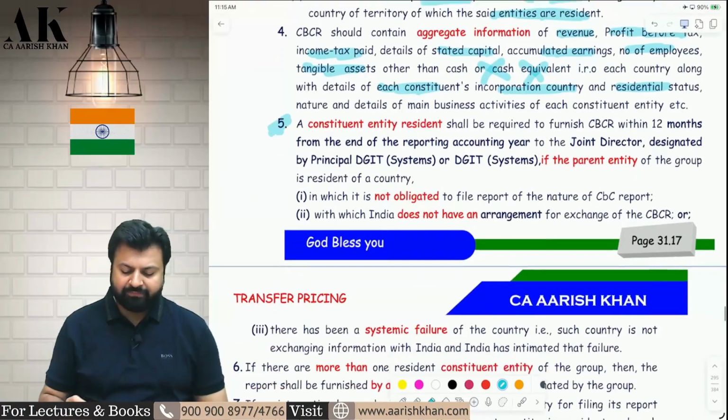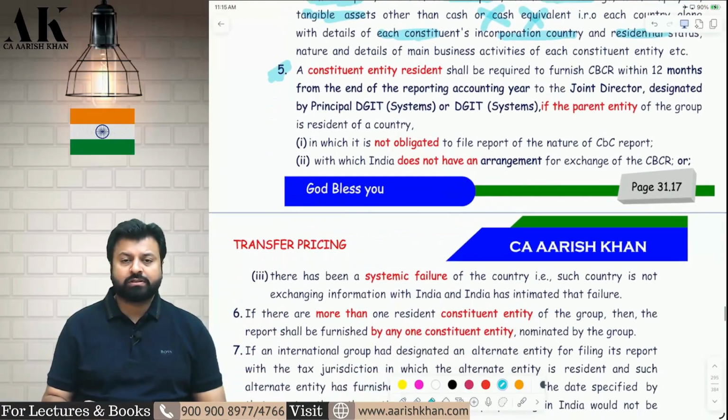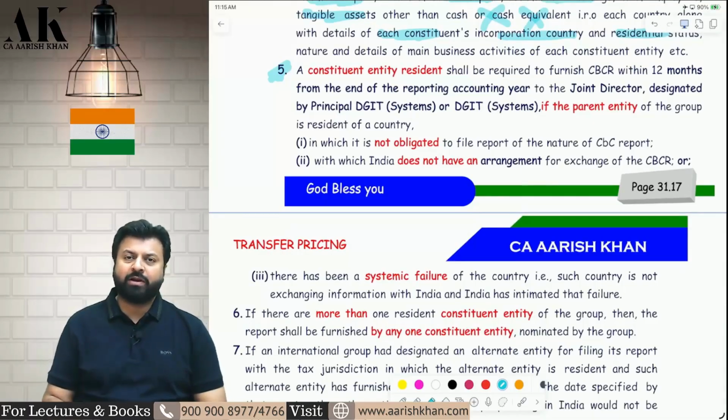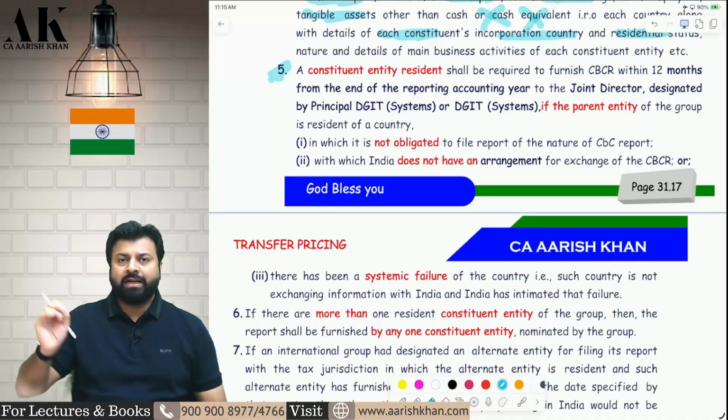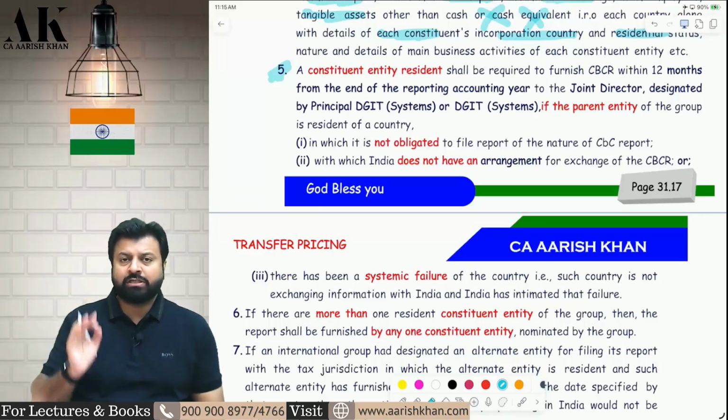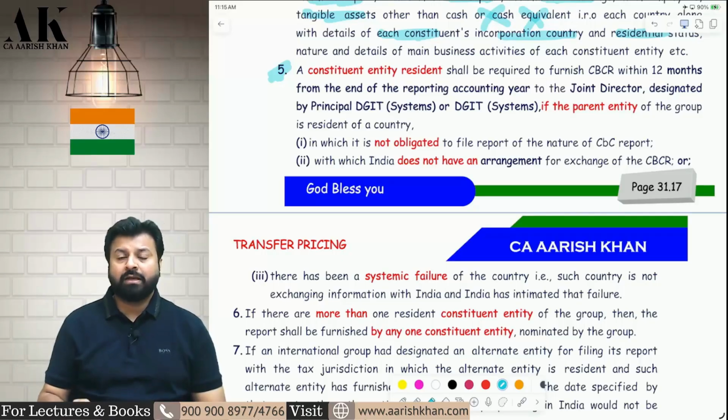Now, point number 5. In point number 5, there are some issues, which we are going to address one by one. Let me give you one example to explain point number 5. What is point number 5, sir? Sony Japan, Sony India. Who will file CBCR by default? By default, CBCR will be filed by Sony Japan, because the ultimate parent entity is in Japan. So by default, the CBCR will be filed by Sony Japan. But now, suppose there are 3 issues.